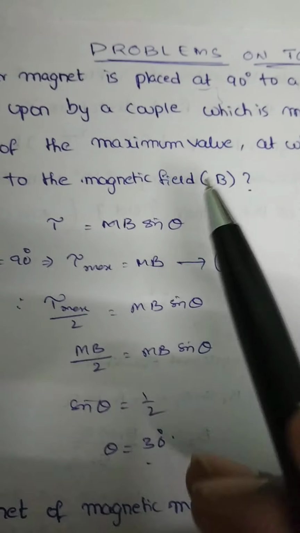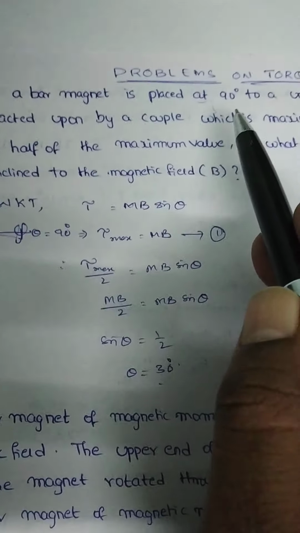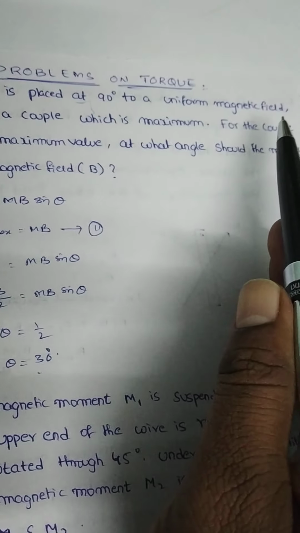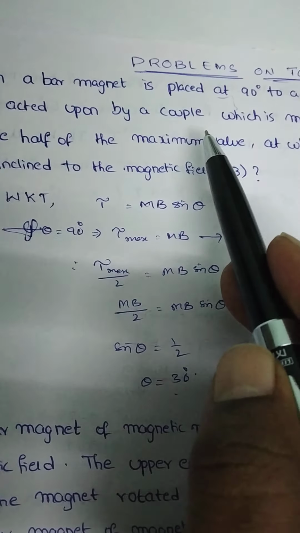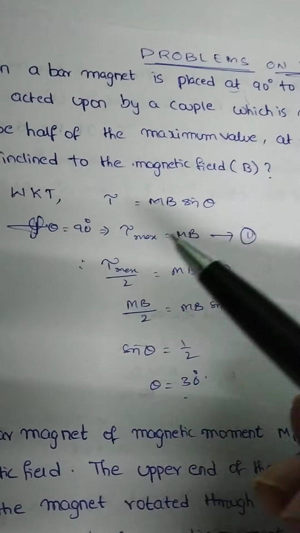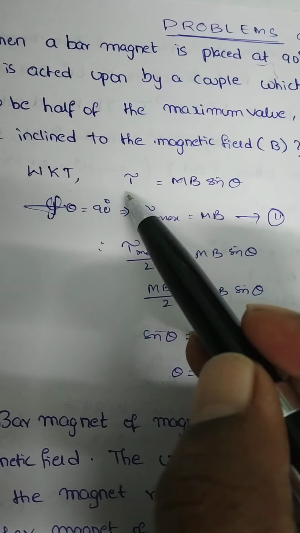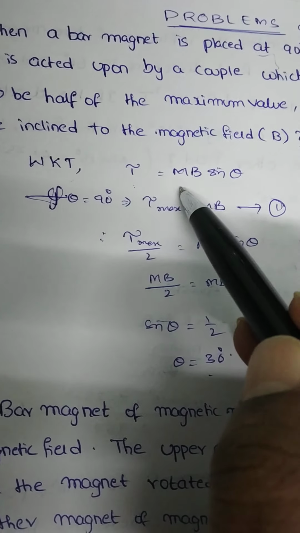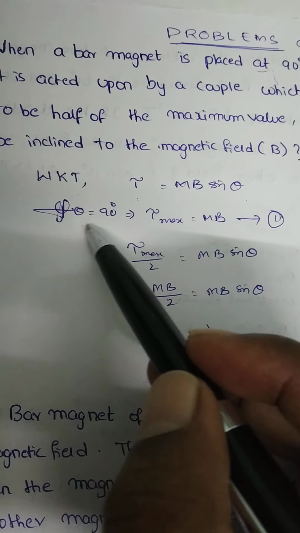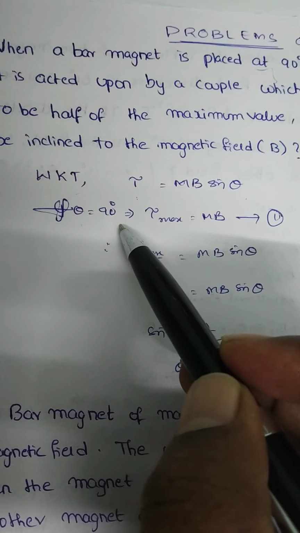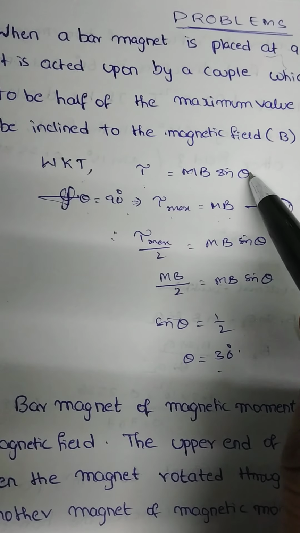Do you understand? First one, a bar magnet is placed at 90 degrees to the uniform magnetic field. It is acted upon by a couple which is maximum. We know that couple acting on the bar magnet, or torque acting on the magnet, tau is equal to mB sin theta. Suppose theta equal to 90 degrees, couple acting on the magnet is maximum. Tau maximum is equal to mB sin 90, equal to 1.